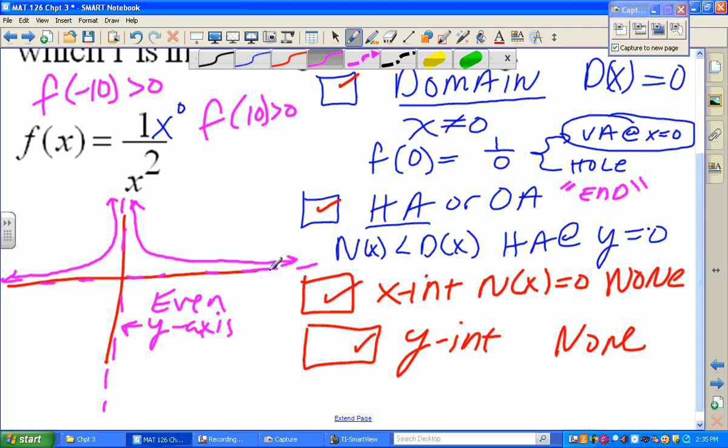Put it on your calculator. Go to y equals, press 1 divided by x squared, zoom 6, get yourself a look. Now you know exactly what's going on. You can't find horizontal asymptotes. You have to calculate them. You can kind of see verticals, but you still need to calculate those. X-intercepts, you have to calculate those. Y-intercepts, you have to calculate those. Any questions on that?